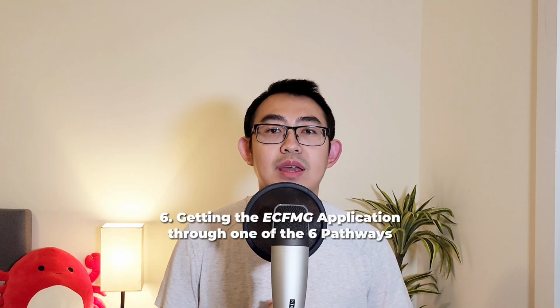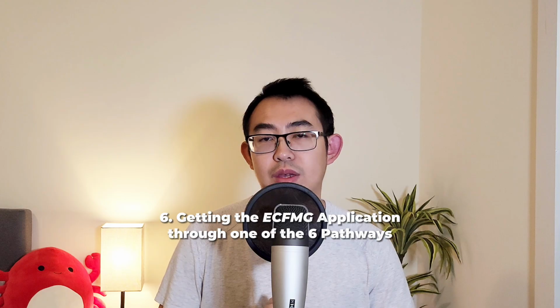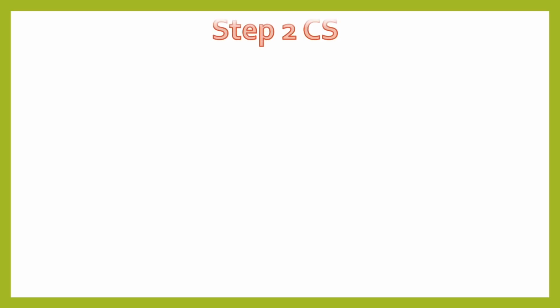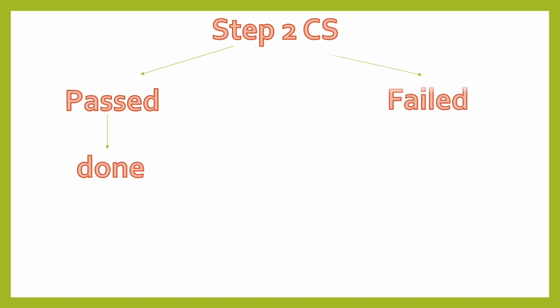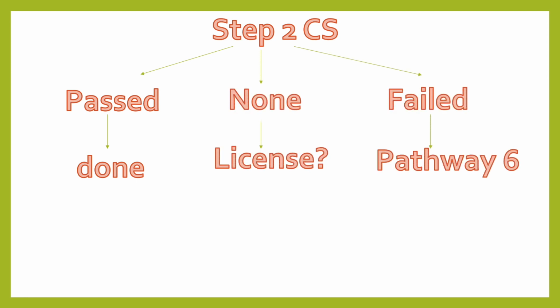Now, after you finish the OET exam, we move on to the next step, which is getting the ECFMG application through one of the 6 pathways. So here's how it works. If you have completed Step 2 CS, you don't need to go through the pathway. If you failed Step 2 CS, you need to use pathway 6. If you don't have Step 2 CS, then the next step depends on whether you have a medical license or not.